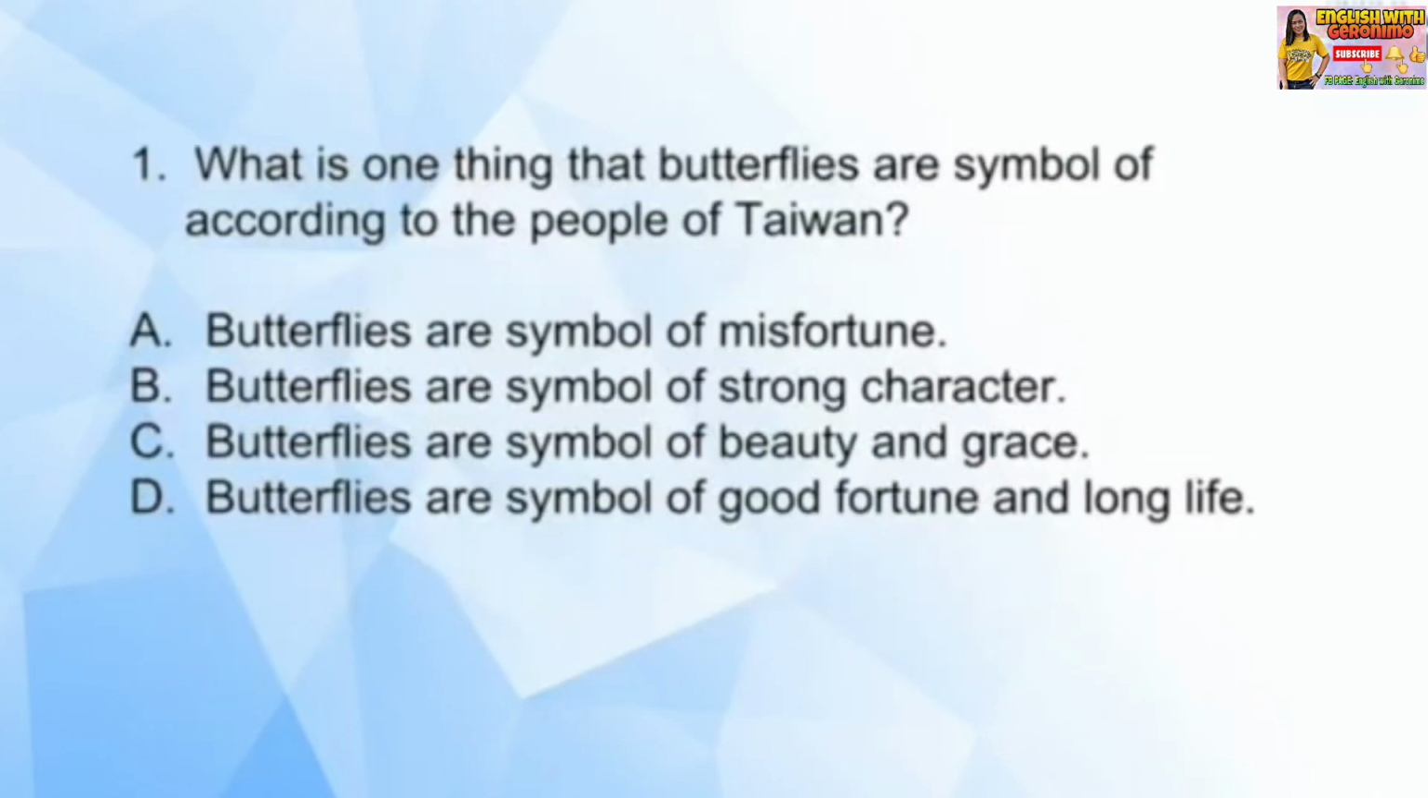Question number 1. What is one thing that butterflies are symbol of according to the people of Taiwan? Is it letter A? Butterflies are symbol of misfortune. Or letter B? Butterflies are symbol of strong character. Letter C? Butterflies are symbol of beauty and grace. Or is it letter D? Butterflies are symbol of good fortune and long life.